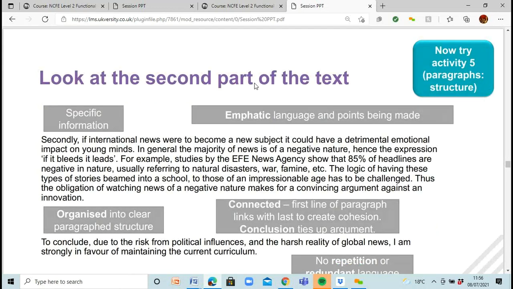Then make sure that you add in specific information. You can also use emphatic language, language that makes people feel something: angry, happy, sad, disgusted, any of those. So make sure that you've got a good emphasis on emphatic language. Let it be organized in a clear structure, and make sure that you connect the first line of your paragraph to what you were talking about. It's cohesion, so that it's actually connecting. And then don't be repetitive. Don't use redundant language. Don't use words you don't need. Just keep it nice and clear.